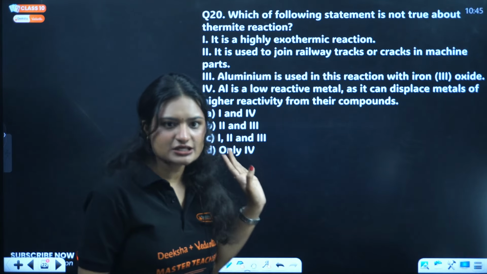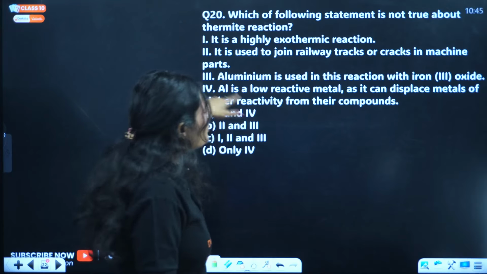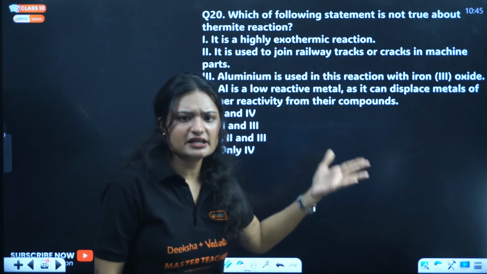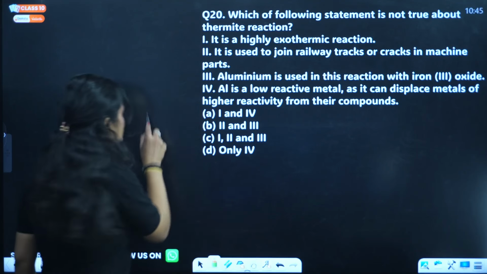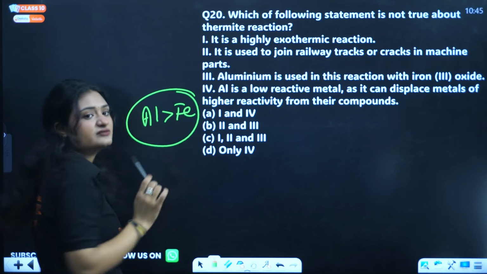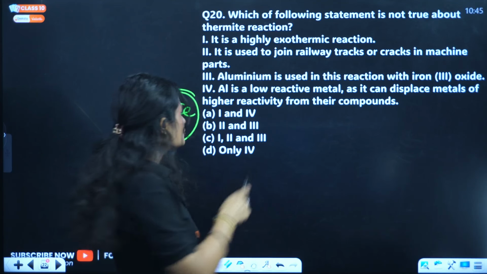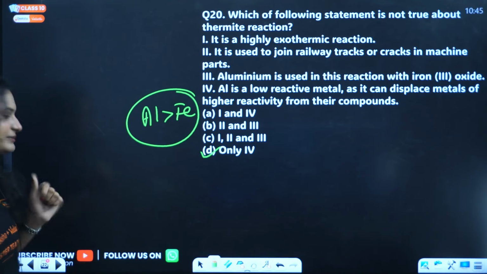Yes, it is a highly exothermic reaction. Yes, we use it to join the railway tracks. Aluminum is used in this reaction with iron oxide. Aluminum is a low reactive metal? No, it is not. Aluminum is more reactive than iron, and only because of that reason we are using aluminum. So the correct option is option number D, my dear kids.